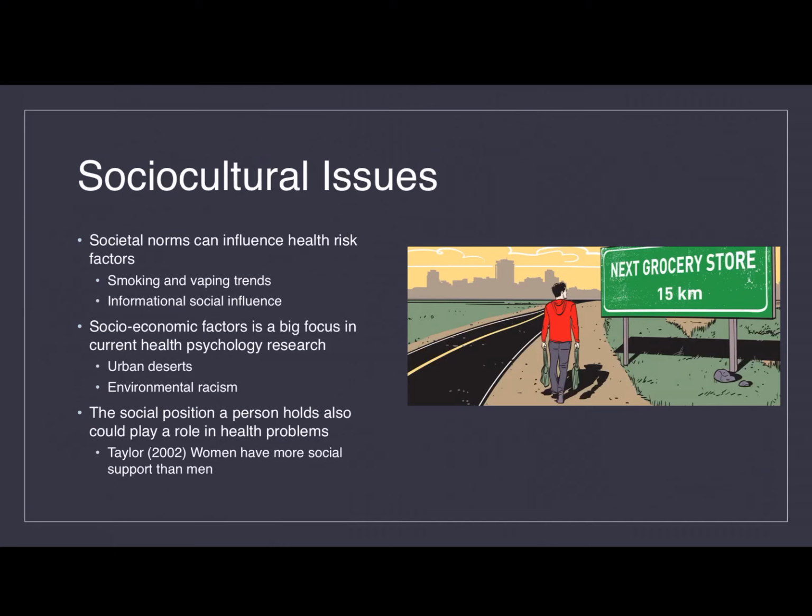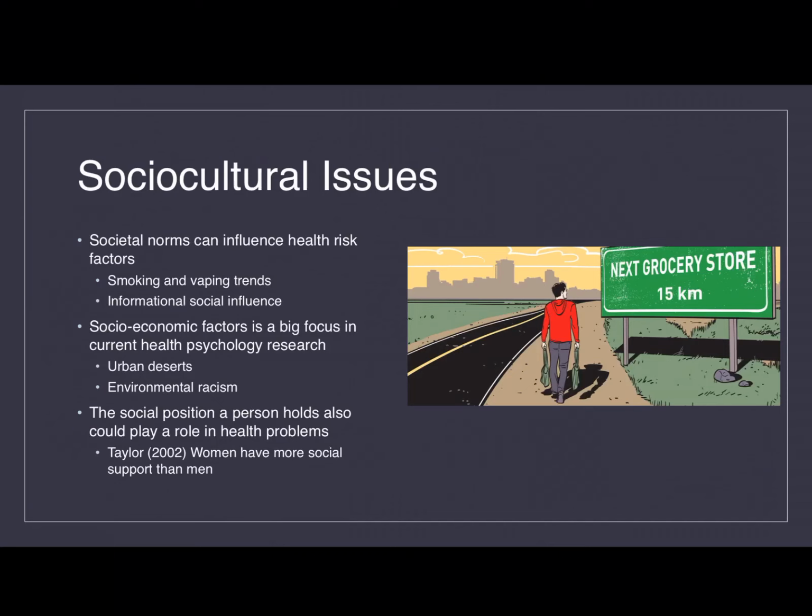So these norms do play a role, and it's the facts that we buy into, that informational social influence theory we talked about before. The facts of society influence the types of choices that we have and those norms of what's a healthy lifestyle choice versus not. There's a lot of socioeconomic factors. Our position within society actually does play a role on our physical health.